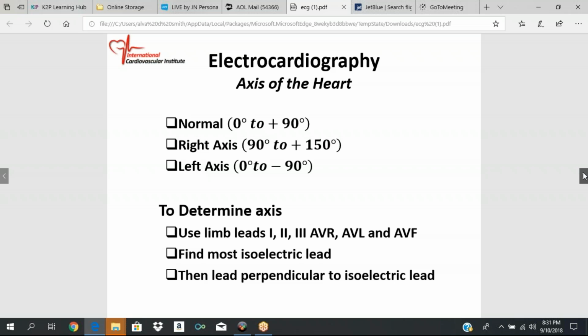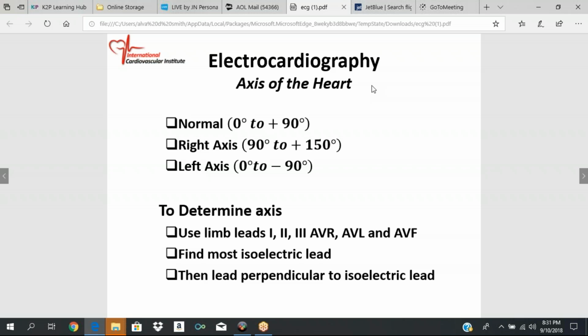Now, how do you determine the axis? You're looking at the ECG, and you should know how to determine the rate and the rhythm. We discussed the rate and rhythm before. To get the rate, 300 divided by the number of big blocks between the RR interval. Now we're going to talk about determining the axis.